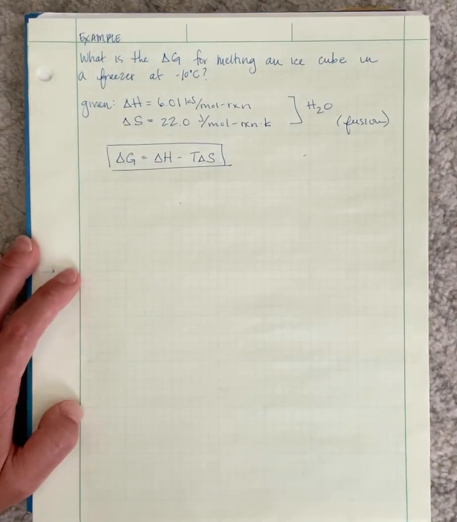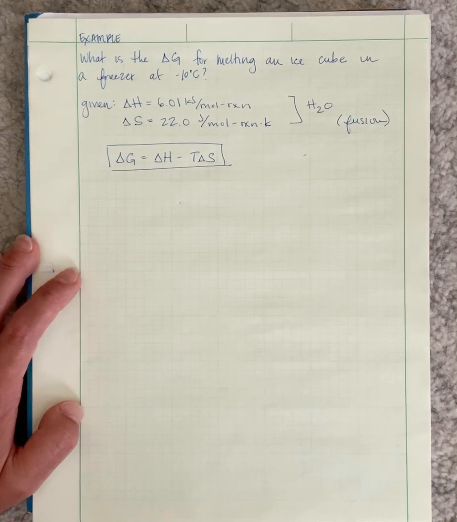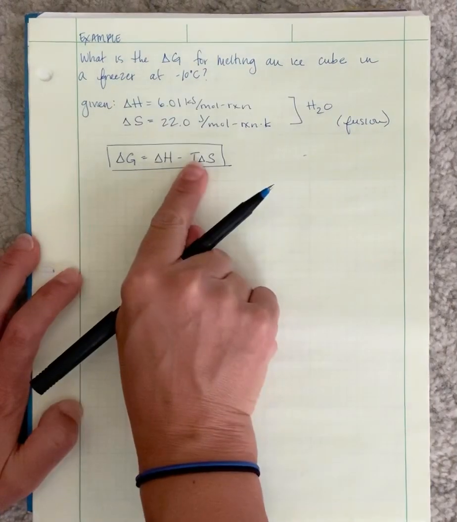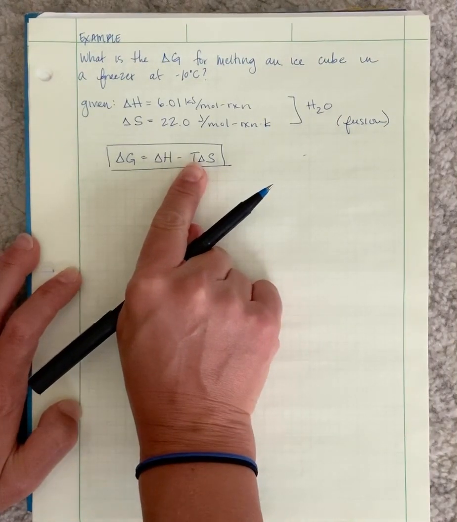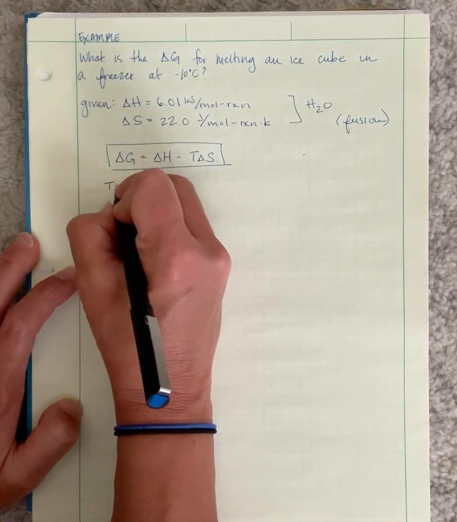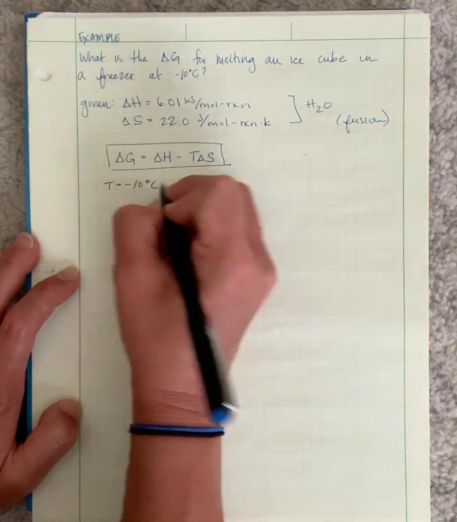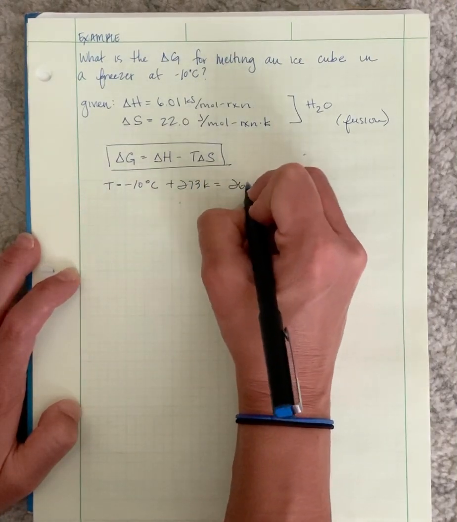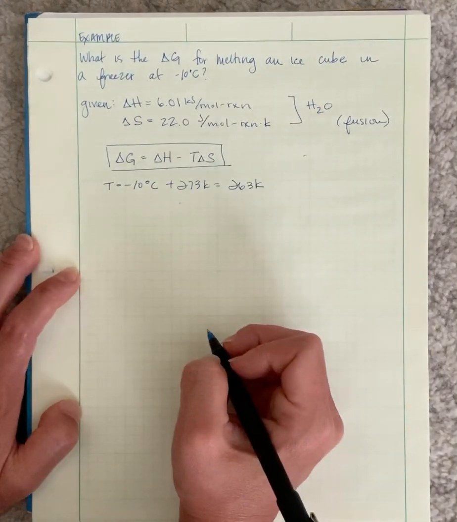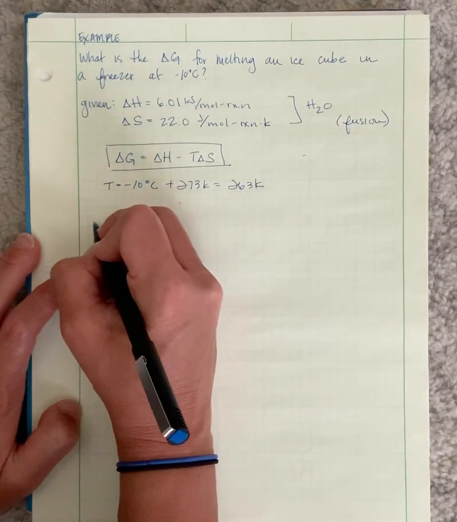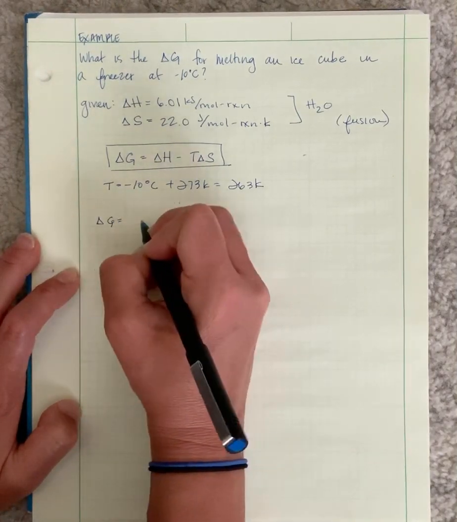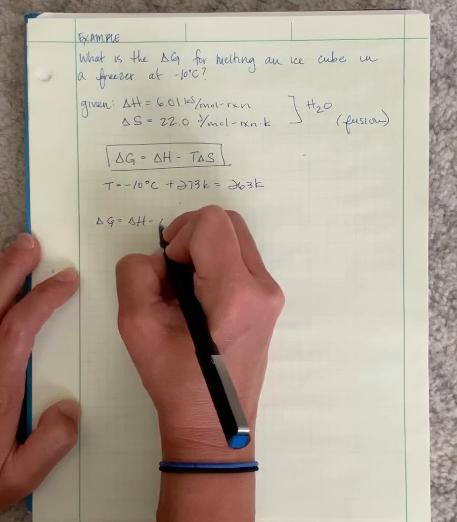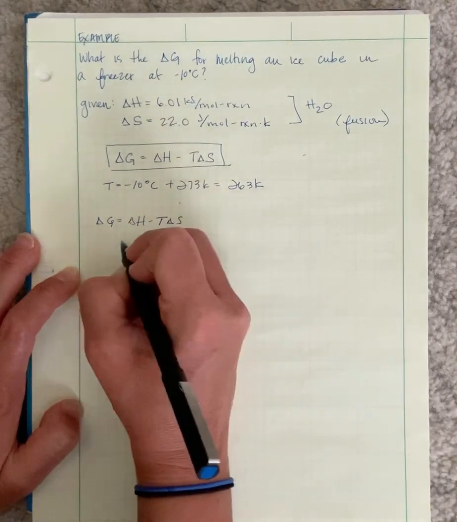So this is the equation that we want to use. But recall, our temperature here needs to be in Kelvin, so it needs to always be a positive value. So if our temperature is -10 degrees Celsius, we add 273 and we get 263 Kelvin as our temperature. So then delta G equals delta H minus T delta S.